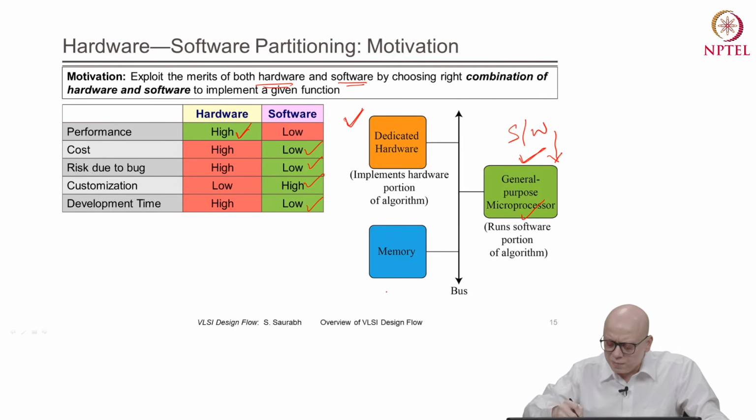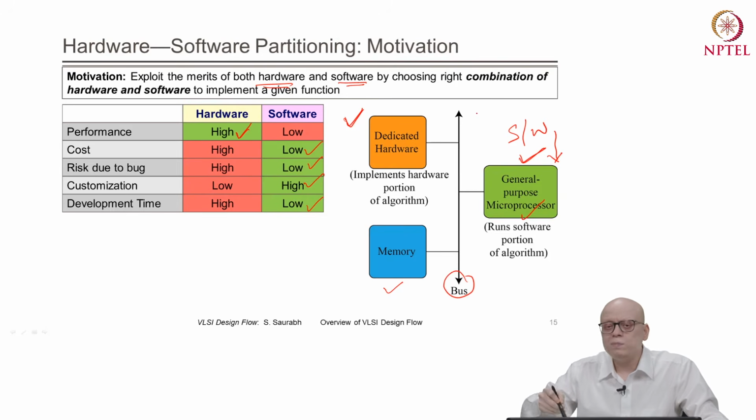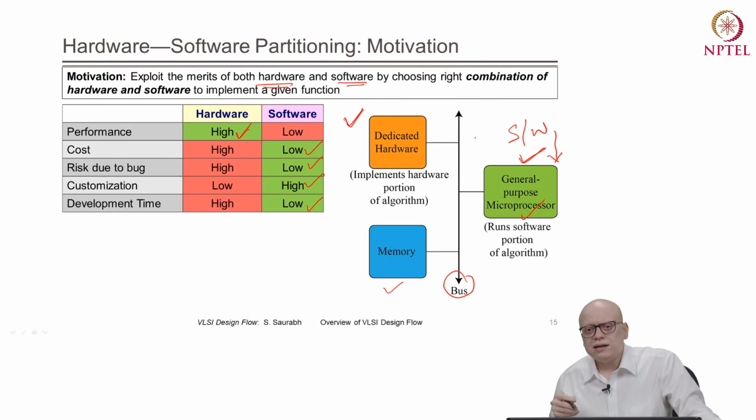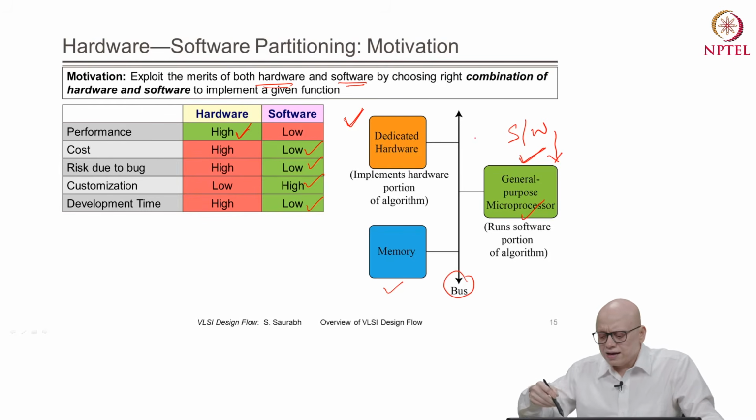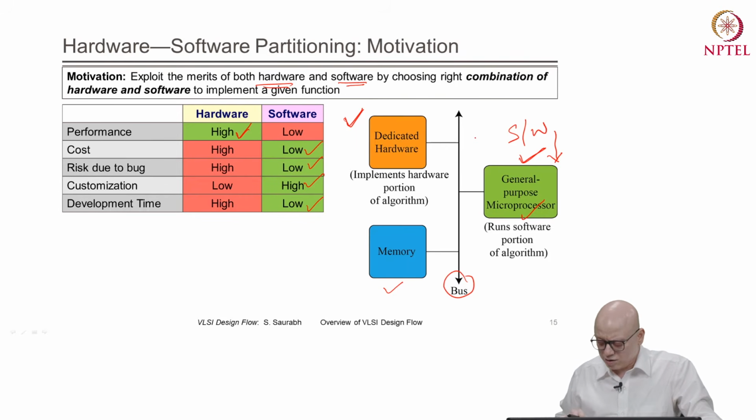There can be memory, and all these things can be interacting or sharing information through some bus, right? Here a simple bus is shown, but in a system realized on a chip, the connections can be very complicated also. The figure that I have shown here is just for illustrative purposes, a kind of system where hardware and software both are working together.